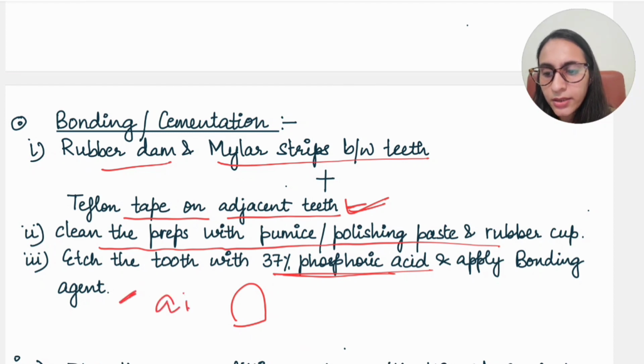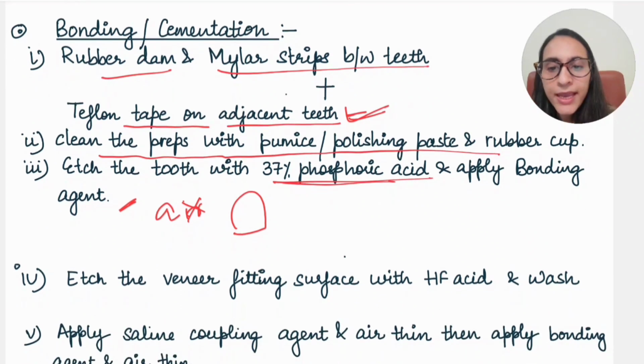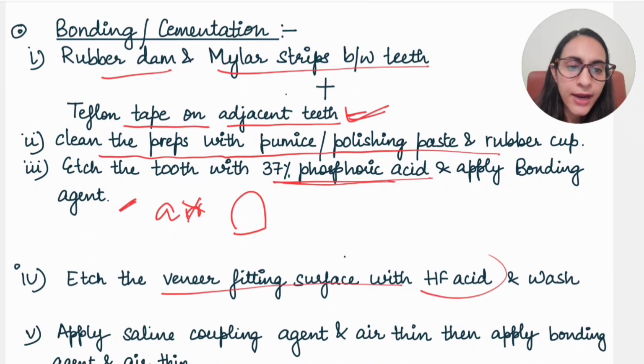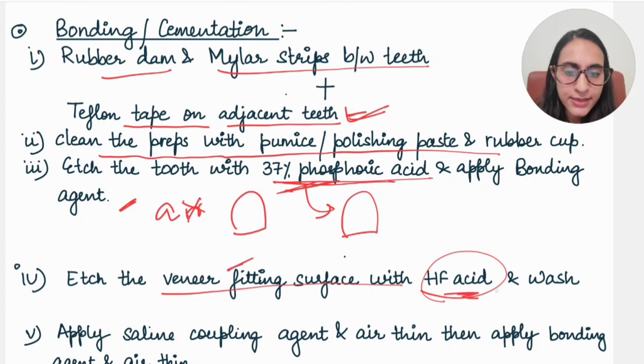We need to air thin it and not cure it. If there is any bleeding during the cementation, then stop the process and postpone it to another day. Etch the veneer fitting surface with hydrofluoric acid. Now we have etched the tooth surface that we have prepared with 37% phosphoric acid. Apart from the tooth surface, we also need to etch the inside part of the veneer. So the inside fitting surface of the veneer is etched with hydrofluoric acid, and we need to wash it.